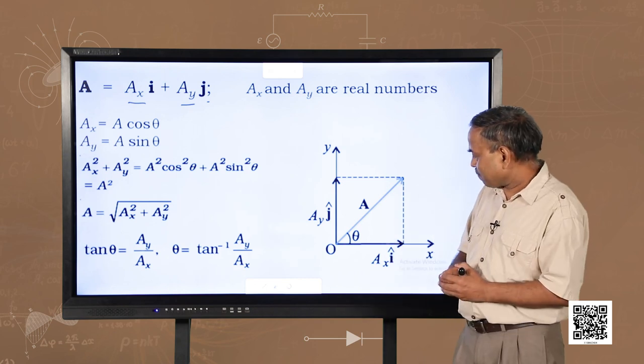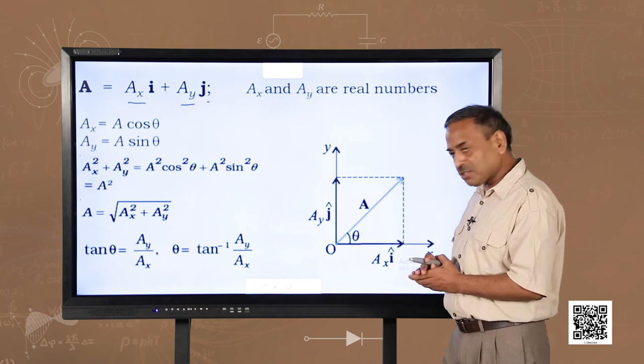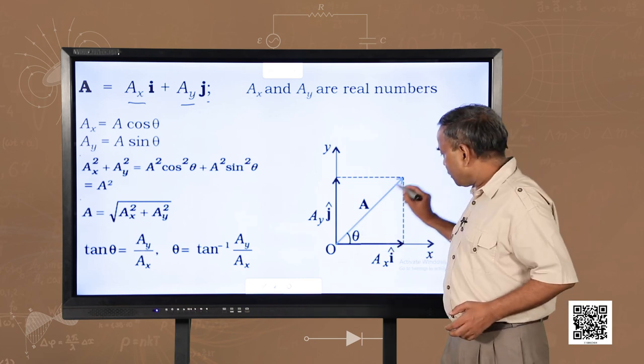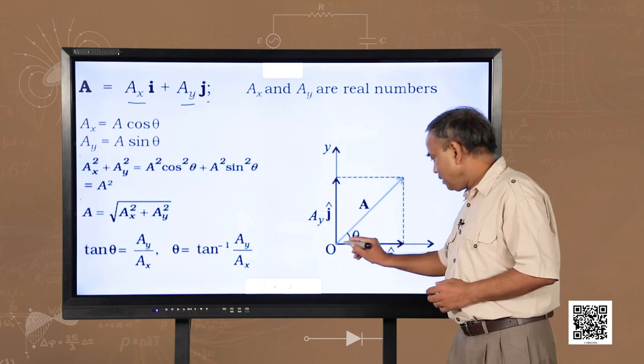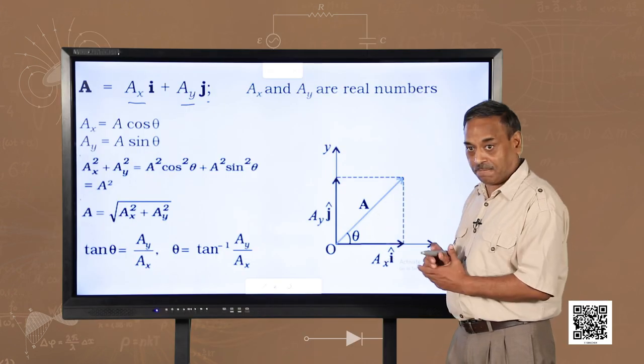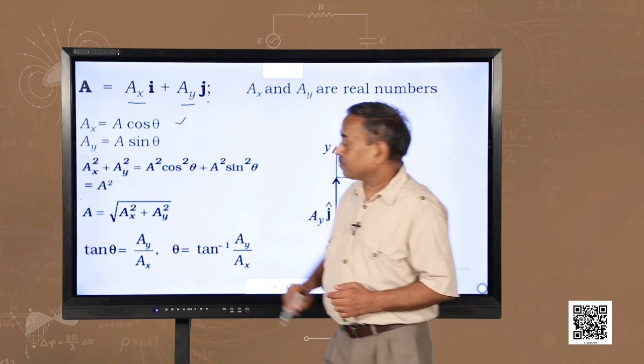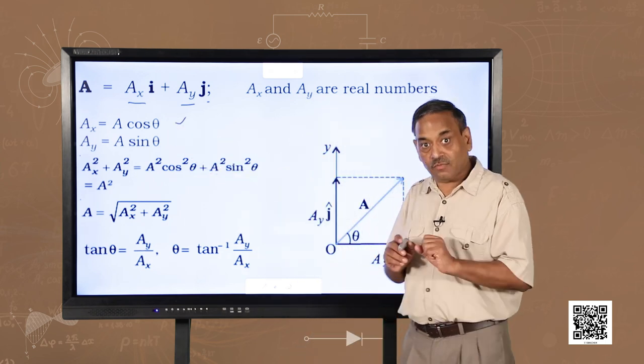Simple, look at this angle. Look at this diagram. This is vector A. This is angle theta. What is cos theta? Base divided by hypotenuse. Right? So, cos theta is equal to AX divided by A. So, AX is nothing but simply A cos theta. Shall I repeat it? Fine.